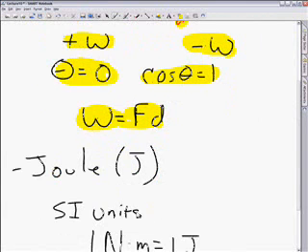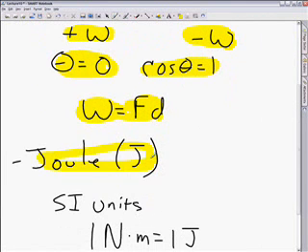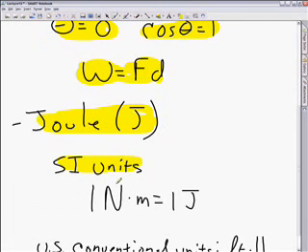Now the joule is our SI unit of work. Okay? The joule is defined by 1 newton times a meter. Okay? We have a force times a distance. Our force is in newtons, our distance is in meters. Then we get 1 joule.